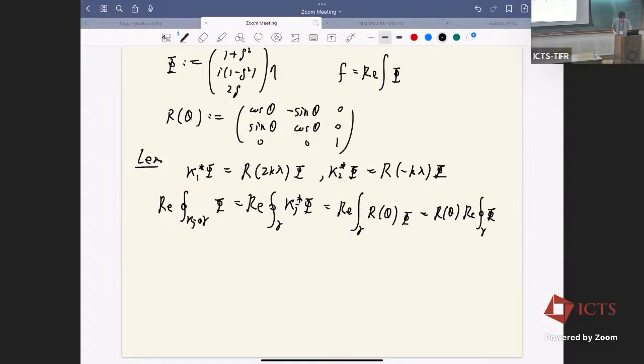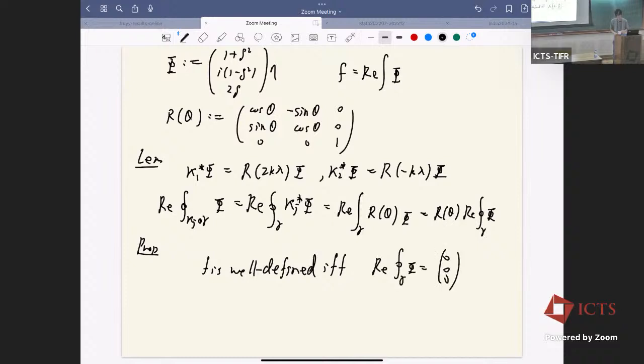So thus we said that, proposition: f is well defined, I mean single valued, if and only if the real part of this loop is 0. So we only need to consider one loop. Okay? So not 2k times or 2k plus 2 loops.